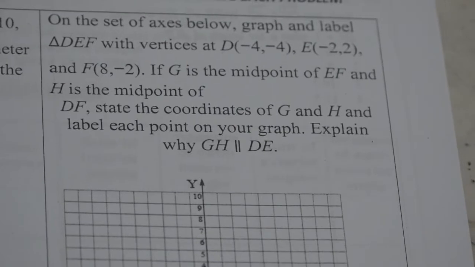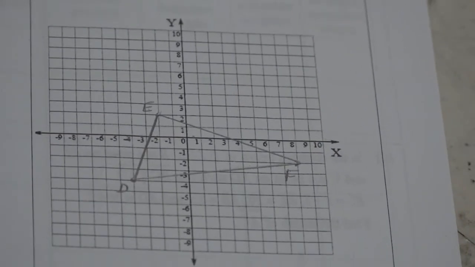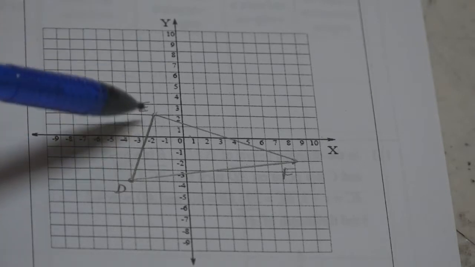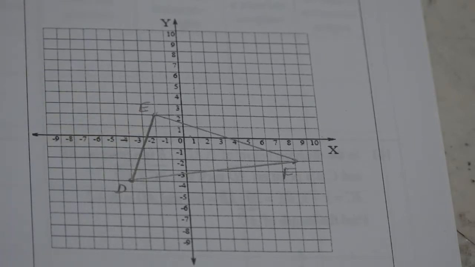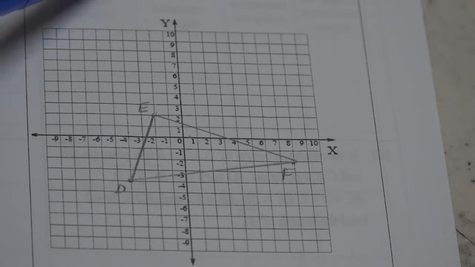All right, so what else does it say? If G is the midpoint of EF, okay, G is the midpoint of EF. How do I find the midpoint? Well, you know what? Let's do this full throttle. Let us actually do the whole thing. So G is the midpoint of EF and H is the midpoint of DF. So let's find G first.